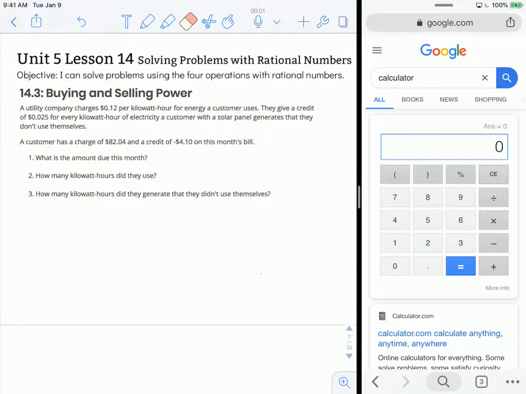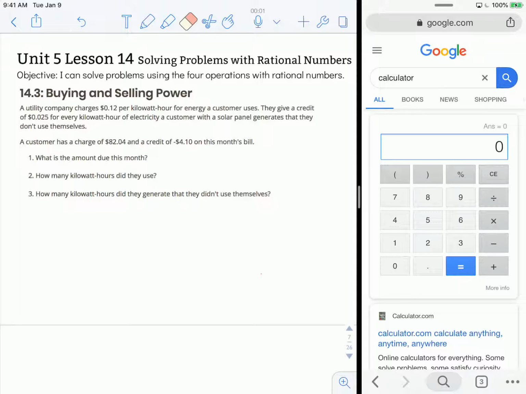We're looking at Illustrative Math for 5th grade. Not 5th grade, 7th grade. This is Unit 5, Lesson 14, Solving Problems with Rational Numbers. The objective states, I can solve problems using the 4 operations with rational numbers. We're looking at Activity 14.3, Buying and Selling Power.